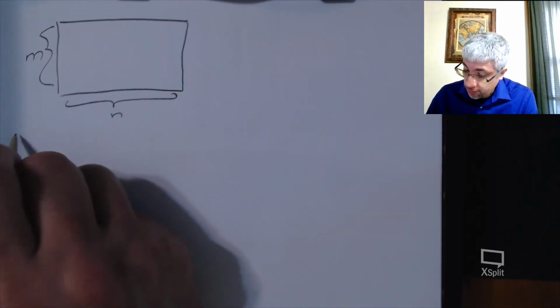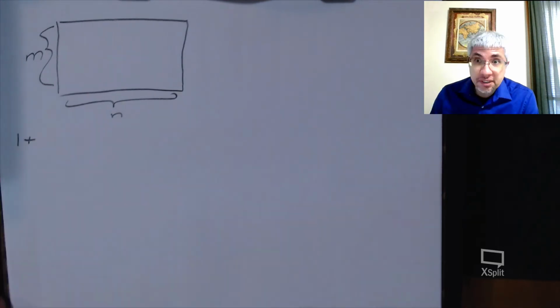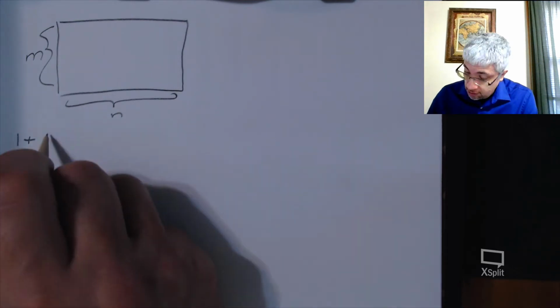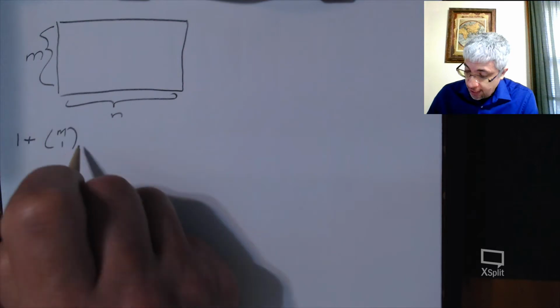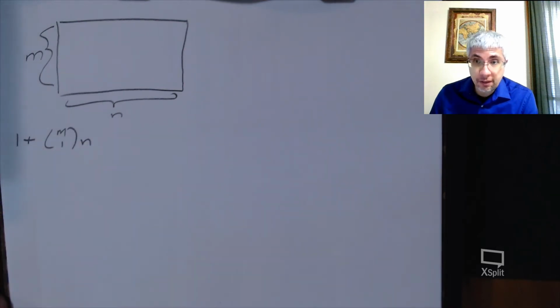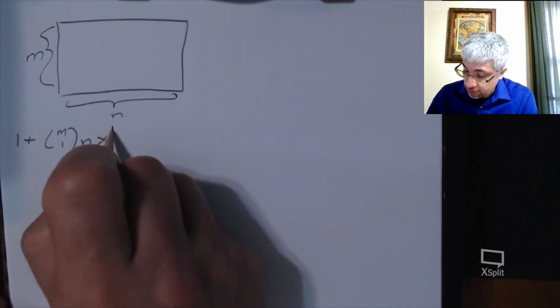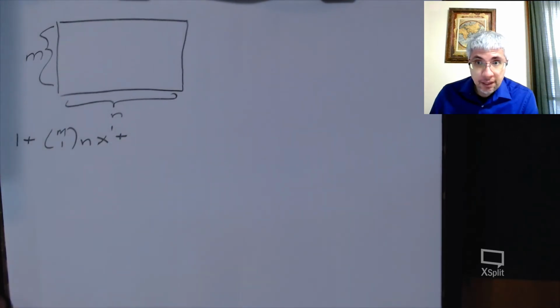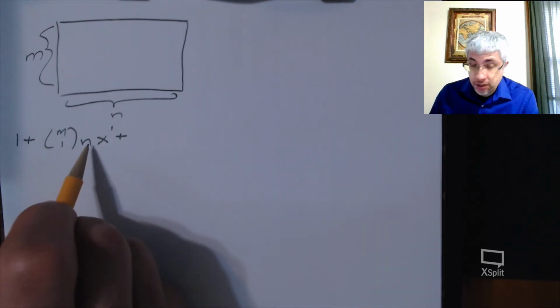Well, the number of ways to place 0 rooks is obviously going to be 1. How many ways can we place 1 rook? Well, let's see. I'm going to choose 1 row. So that's going to be m choose 1. And then I'm going to have n choices there. And that's going to be the coefficient of x to the 1. These n choices are for the column.